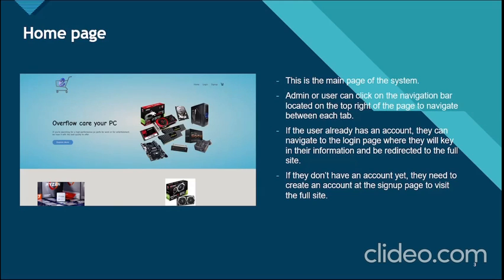Admin or user can click on the navigation bar located on the top right of the page to navigate between each tab, which is this one. If the user already has an account, they can navigate to the login page where they will key in their information and be directed to the full site. If they don't have an account yet, they need to create an account at the sign up page to visit the full site.